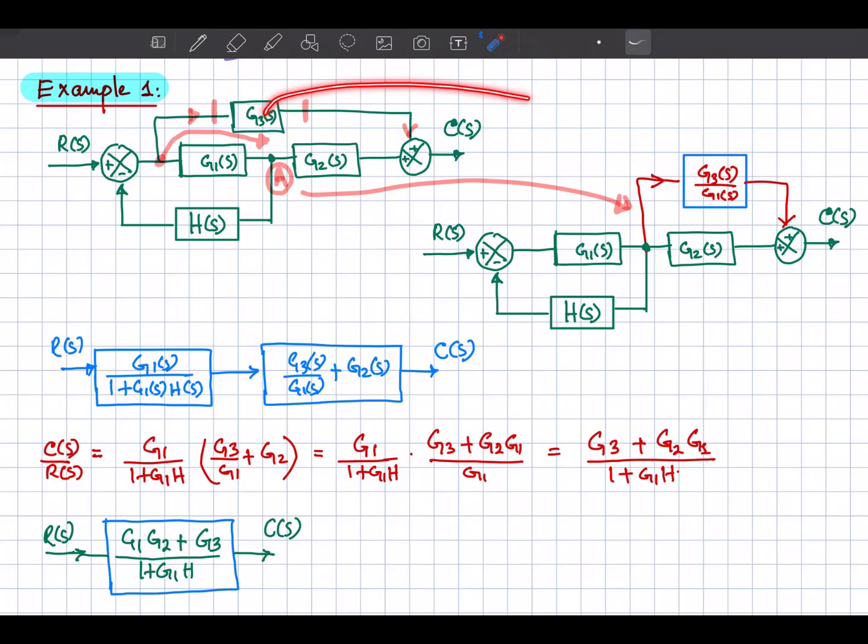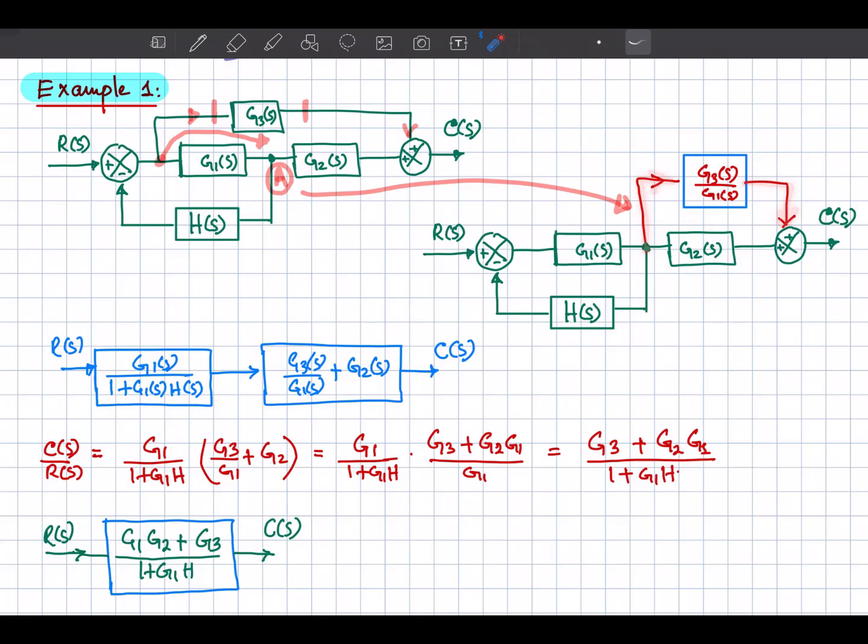So when G3 input is to be taken from this point, we are going to divide the gain of this transfer function, the gain of this block, by G1. Okay, so we can move it to this position.